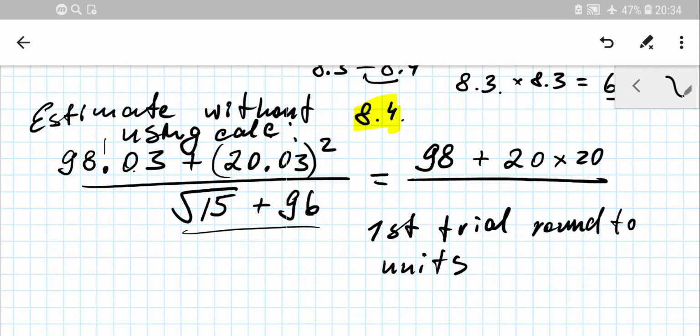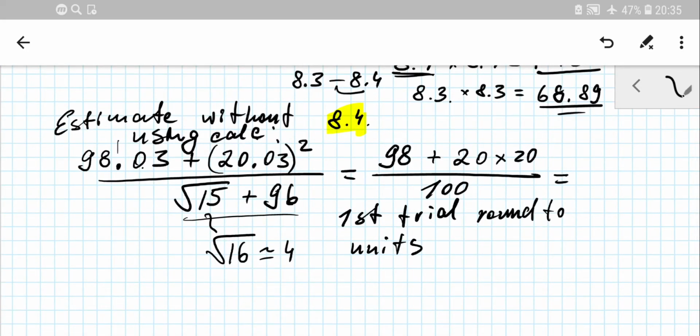So what's in the bottom part? You've got square root of 15 plus 96. The nearest value is square root of 16. If you take that, that will be about 4. So in total, you'll get 4 plus 96, which is 100. So that's your pretty nice estimation.